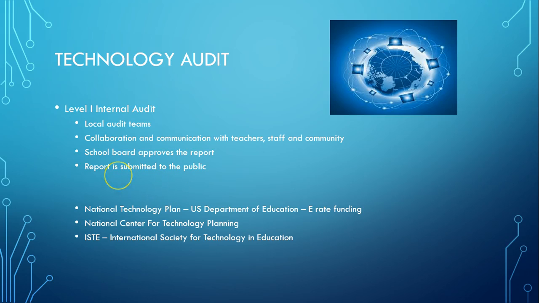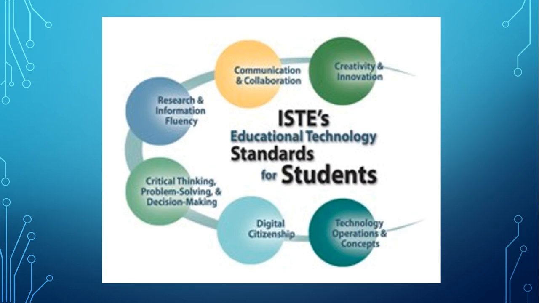The research behind that audit was developed from 3 primary sources: the National Technology Plan from the U.S. Department of Education, and you're very familiar with that because that technology plan is what set E-rate funding for our schools back in the 1990s. And then the National Center for Technology Planning, and then ISTE, which is the International Society for Technology Education. And these are the national standards from which we have driven our audit plan.